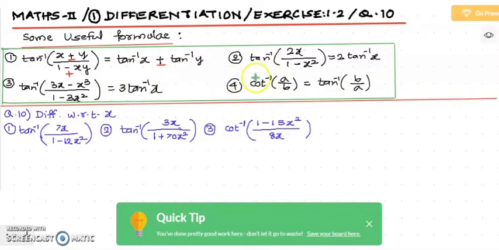Then the second formula is tan inverse of 2x upon 1 minus x square is equal to 2 tan inverse x. This is actually found from the first formula: suppose you replace y by x, it will be x plus x, that is 2x, divided by 1 minus x into x, that is 1 minus x square, which is tan inverse x plus tan inverse x, that is 2 tan inverse x. You can remember it whichever way you want. Then tan inverse of (3x minus x cube) upon (1 minus 3x square) is 3 tan inverse x.